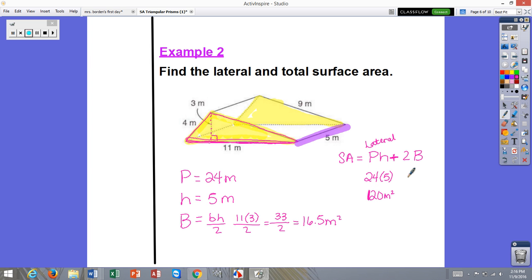Alright, now plus 2B. So my B, I'm sorry, I shouldn't have written B again. My B was already calculated at 16.5, so 2 times 16.5. Okay? 2 times 16.5 would be 33 meters squared. So my total surface area is 153 meters squared.